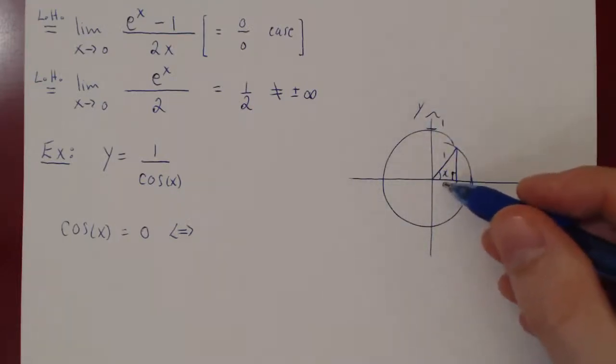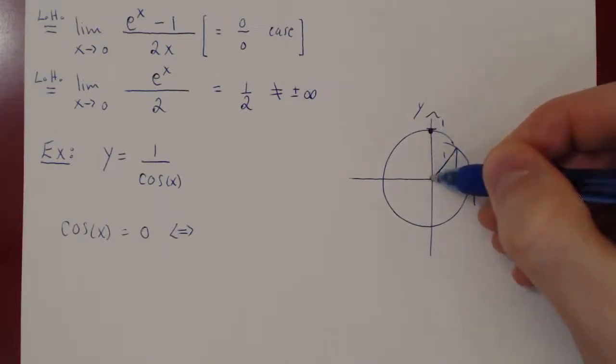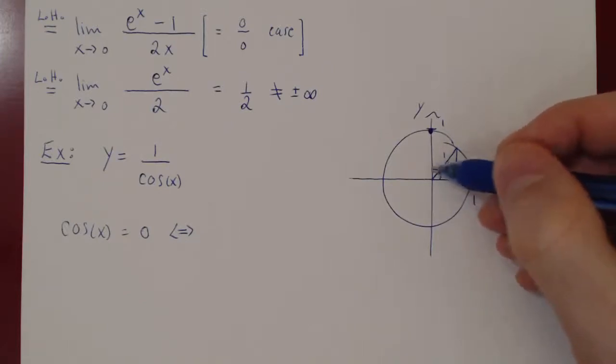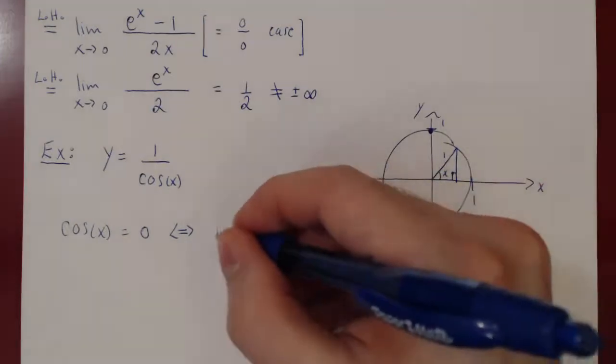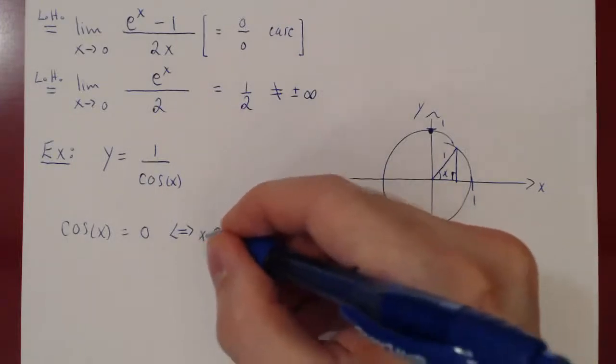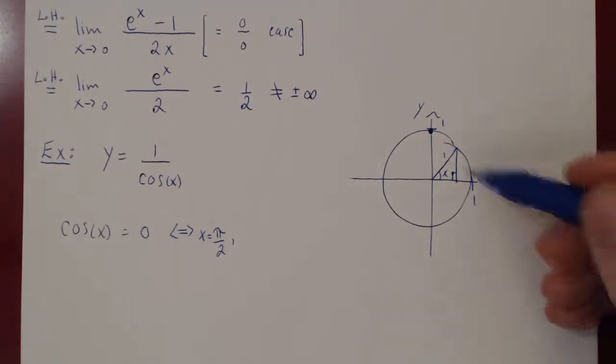The base of our triangle will be 0 when we reach this point, because then we have a vertical line segment, so we have no width for our triangle, but this is 90 degrees, or if you prefer, pi over 2. If x equals pi over 2. But that's not the only value.